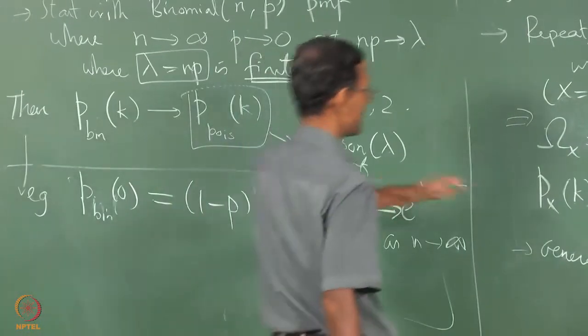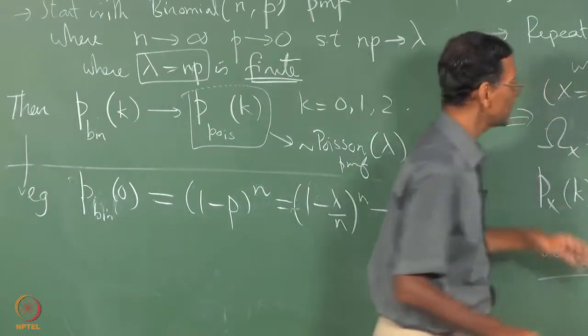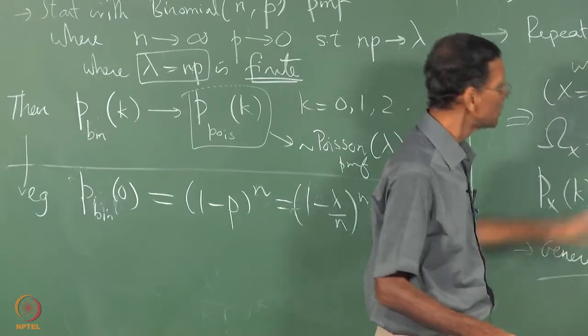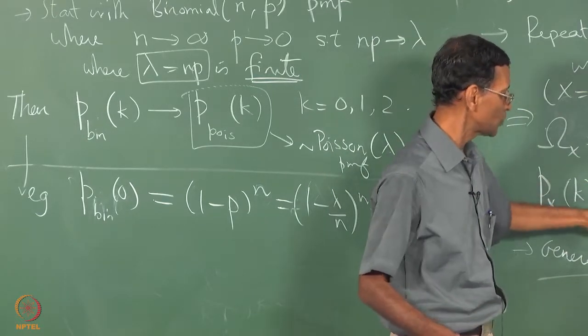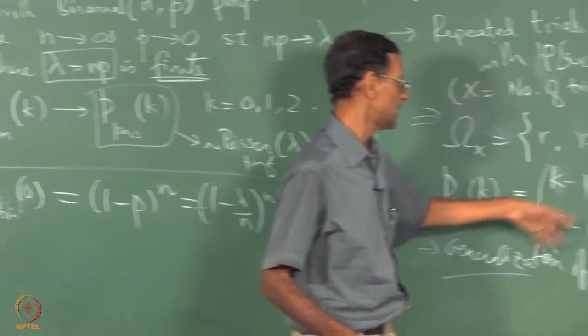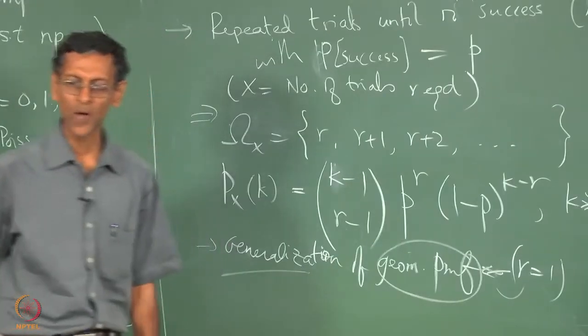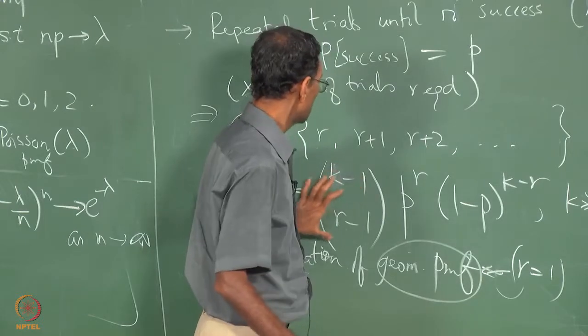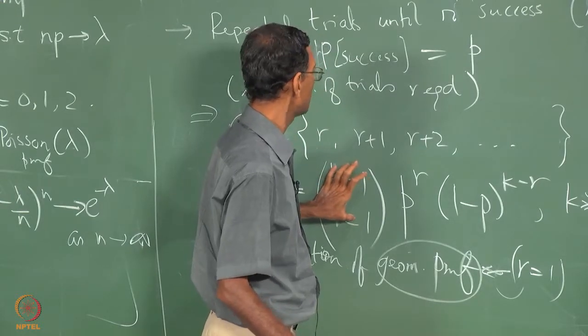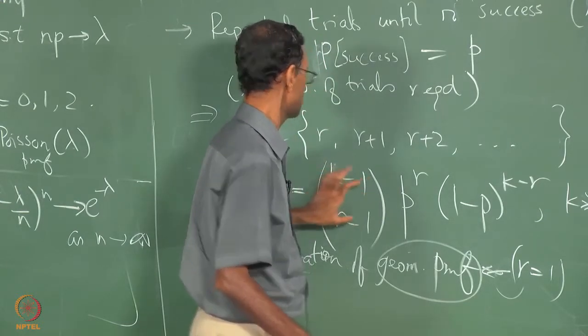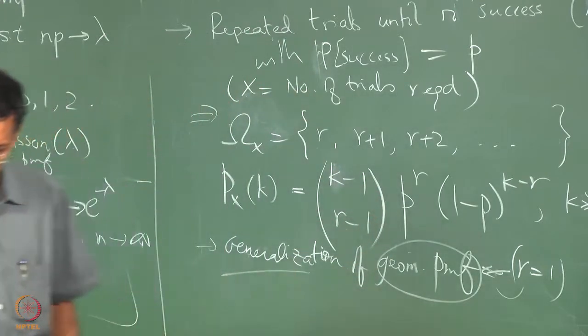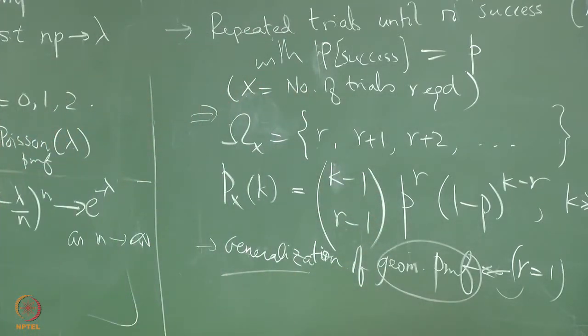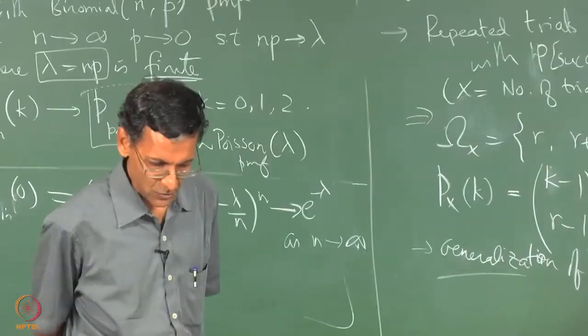So this is a generalization. What do you get for r equal to 2, for example? This will be k minus 1 choose 1. Note that this is not the same for all k, right. So what is k minus 1 choose 1? It is basically k minus 1 itself.